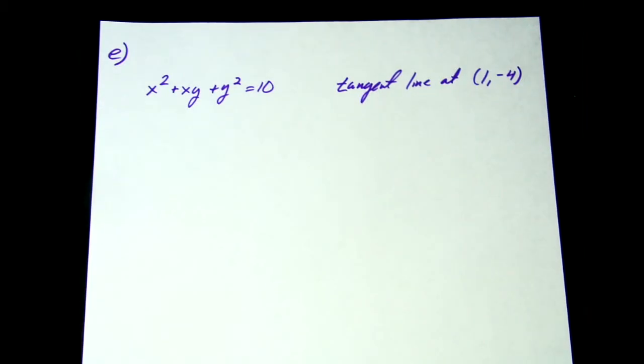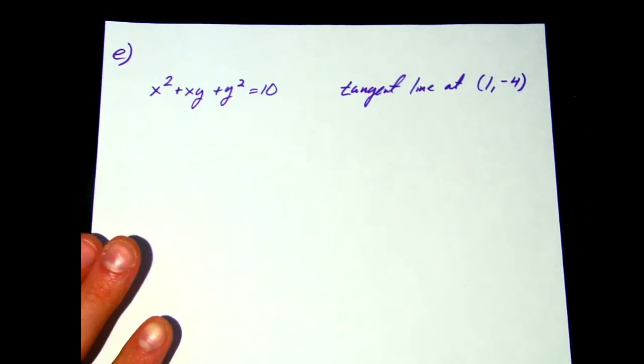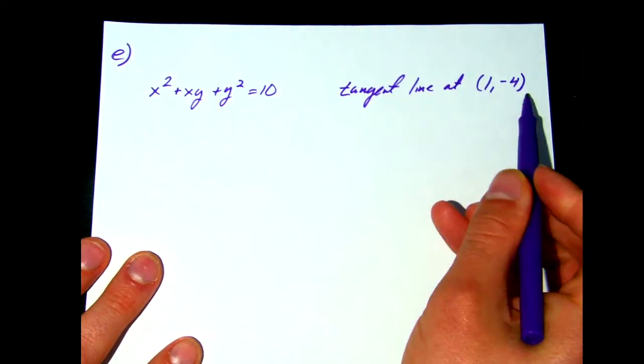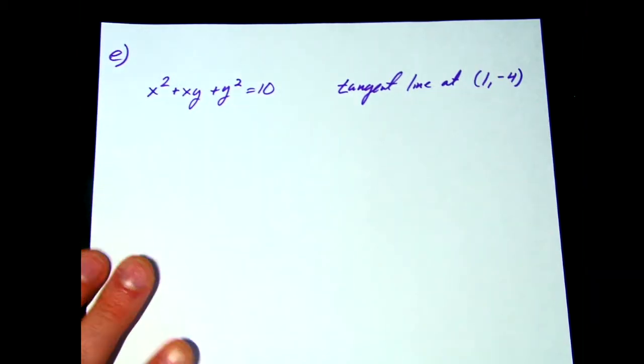All right, team, time for part E. Now again, you might already have your 5 or 6 points that you need, and if you get to this on the quiz, maybe this is a skip. But I'm going to show you how to do it. So this is asking for the tangent line at 1, -4 of this equation.